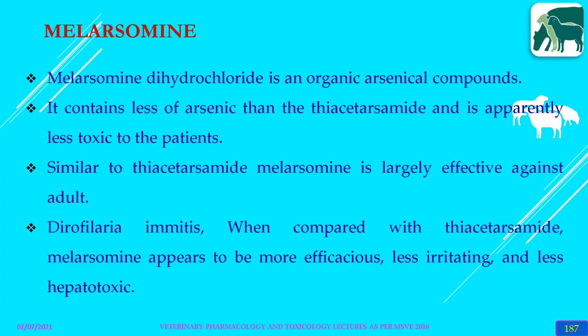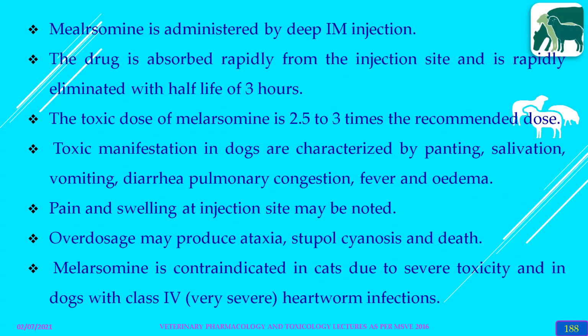Then melarsomine is also another organic arsenical compound. It contains a very small quantity of arsenic when compared to thiacetarsamide sodium. And it's used in Dirofilaria immitis when compared with thiacetarsamide sodium. Melarsomine appears to be more efficacious, less irritating and less hepatotoxic. So melarsomine is administered by deep intramuscular injection. This is an injection, just like ivermectin.